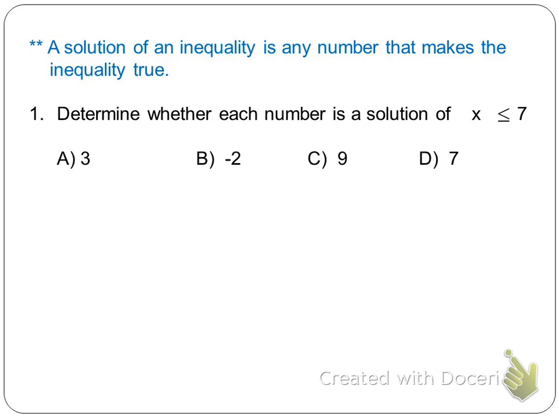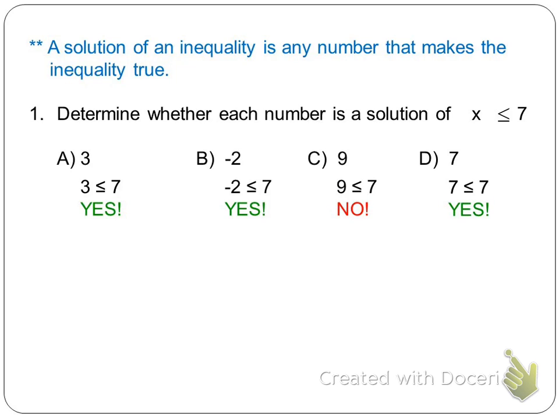So example 1 says determine whether each number is a solution of x is less than or equal to 7. So is 3 a solution? Like if you put 3 in for the x, would that be true? Yes, 3 is less than or equal to 7. What about negative 2? Yes. What about 9? No. What about 7? Yes. So you're just checking each one. Put yes or no.